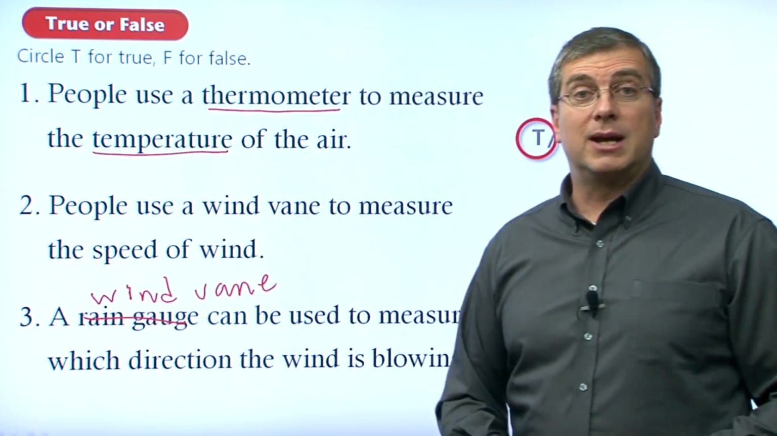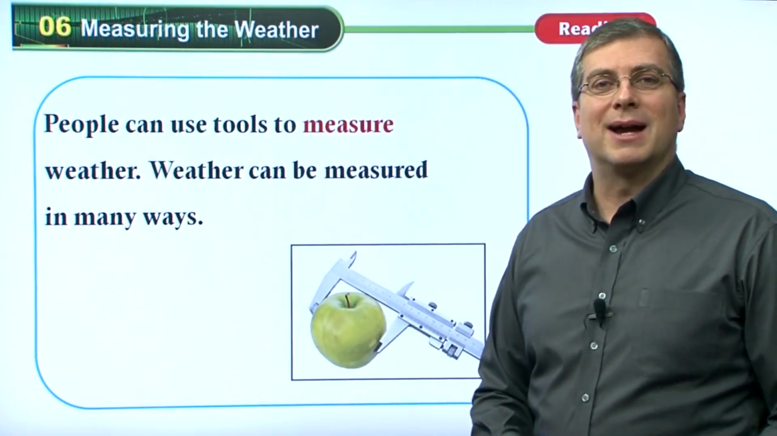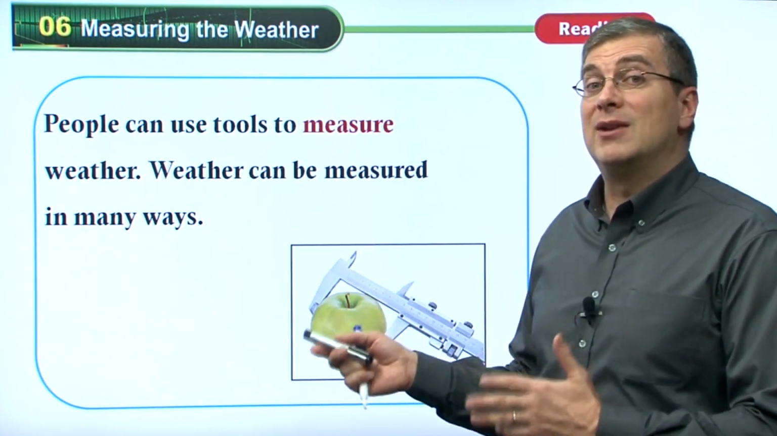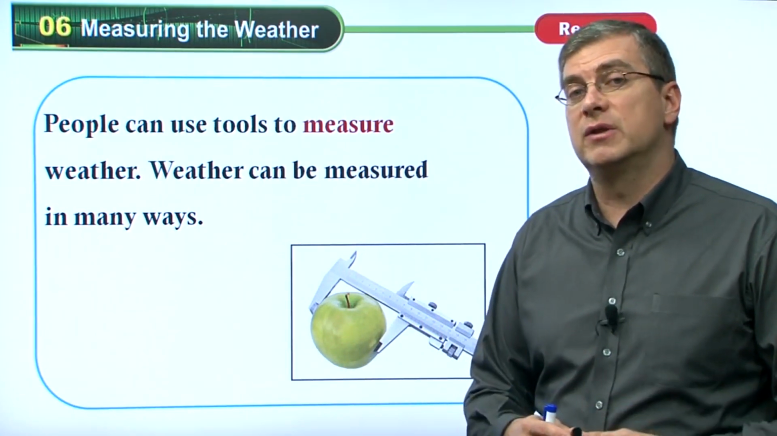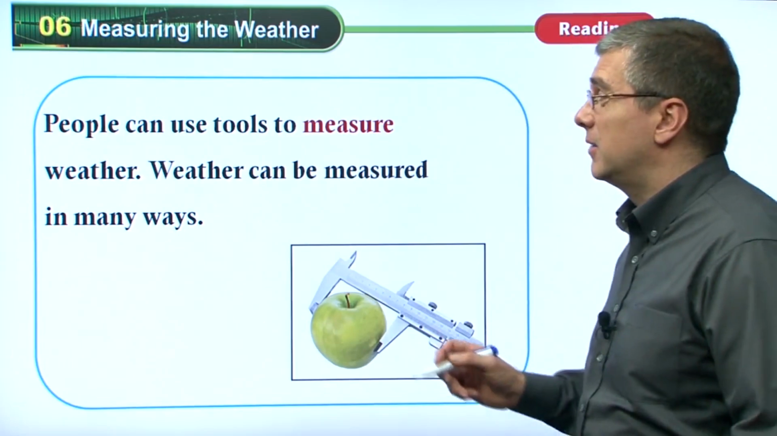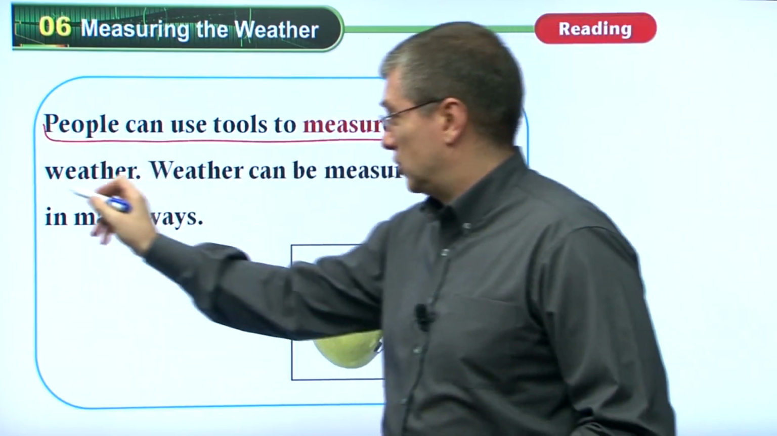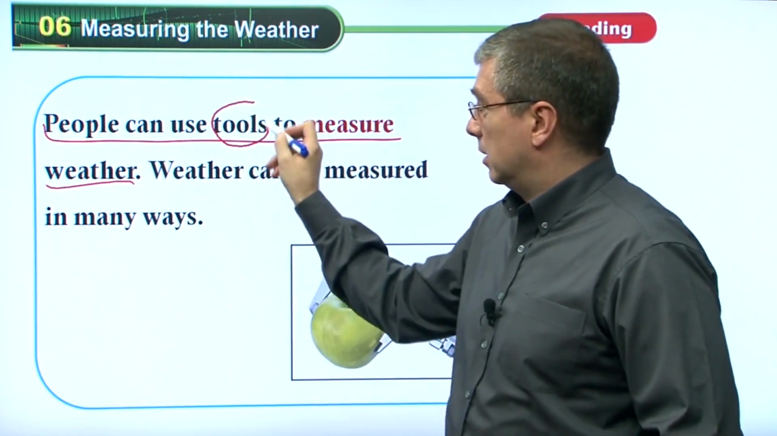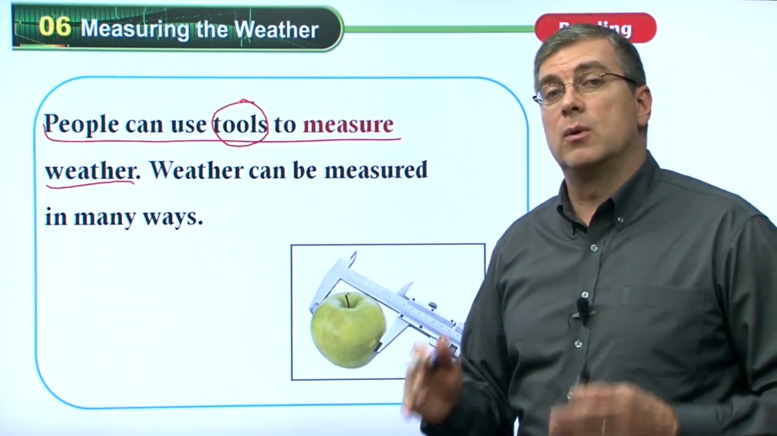Okay, well, let's take a break here. Let's move on to the reading section. Okay, welcome back. Let's go over the reading. Now, this article is going to be talking about measuring the weather and especially about the tools used to measure the weather. We can see that in the first sentence. People can use tools to measure weather. That's our topic sentence. Our subject is here, tools, and we use those tools to measure the weather.